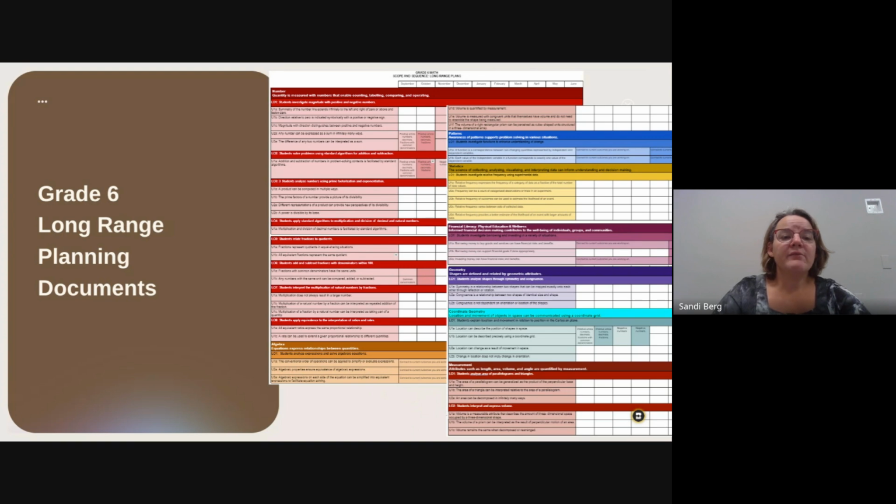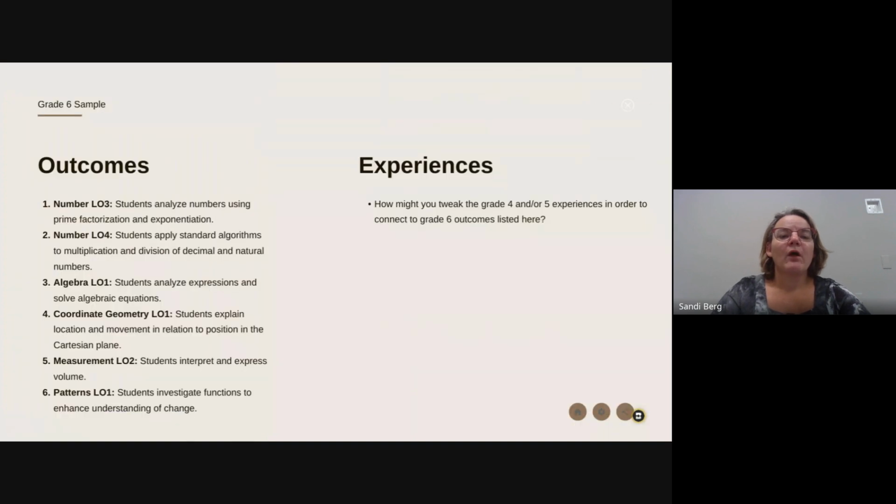For grade 6, long-range planning documents, what experiences could I take from grade 4 and/or grade 5 in order to connect to the grade 6 one? So the outcomes are listed on the screen, but it's about prime factorization and exponentiation, standard algorithms for multiplication and division of decimal numbers by natural numbers. Please keep in mind, grade 6, you do not multiply decimal by decimal. It is only a natural number by decimal.